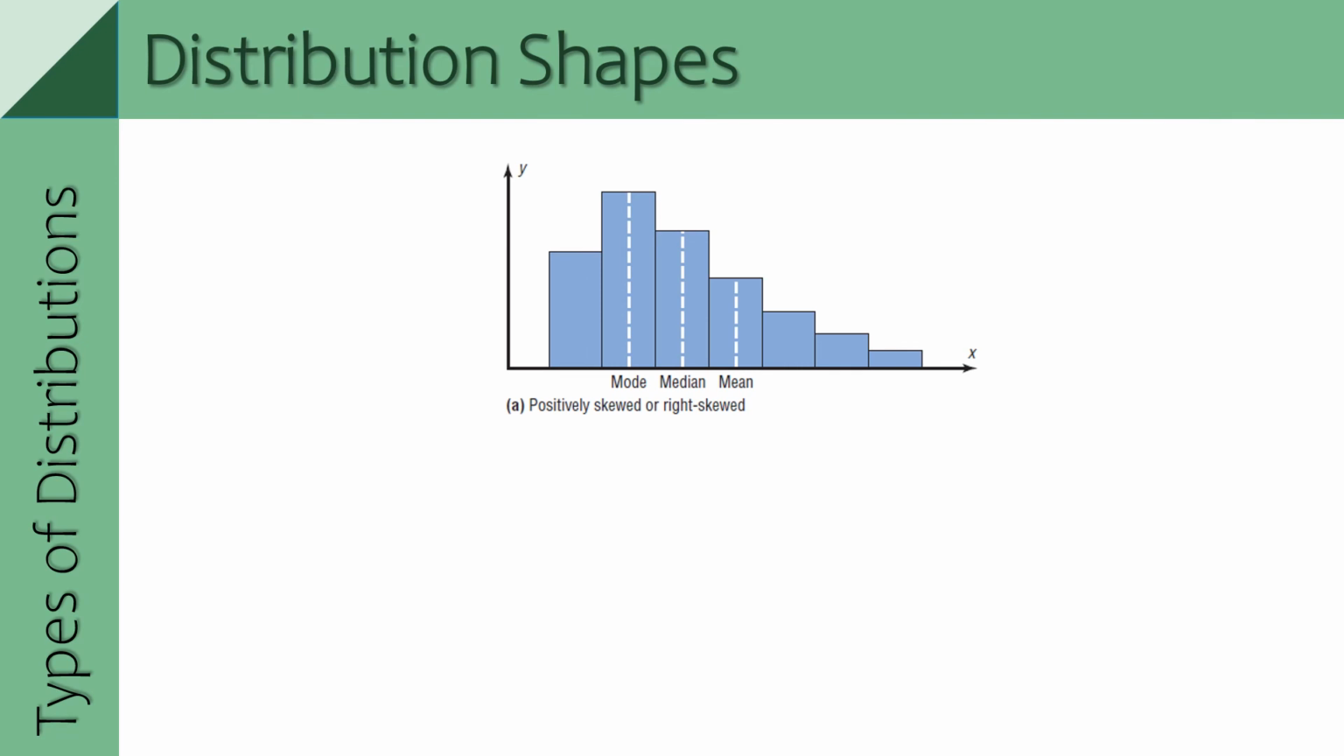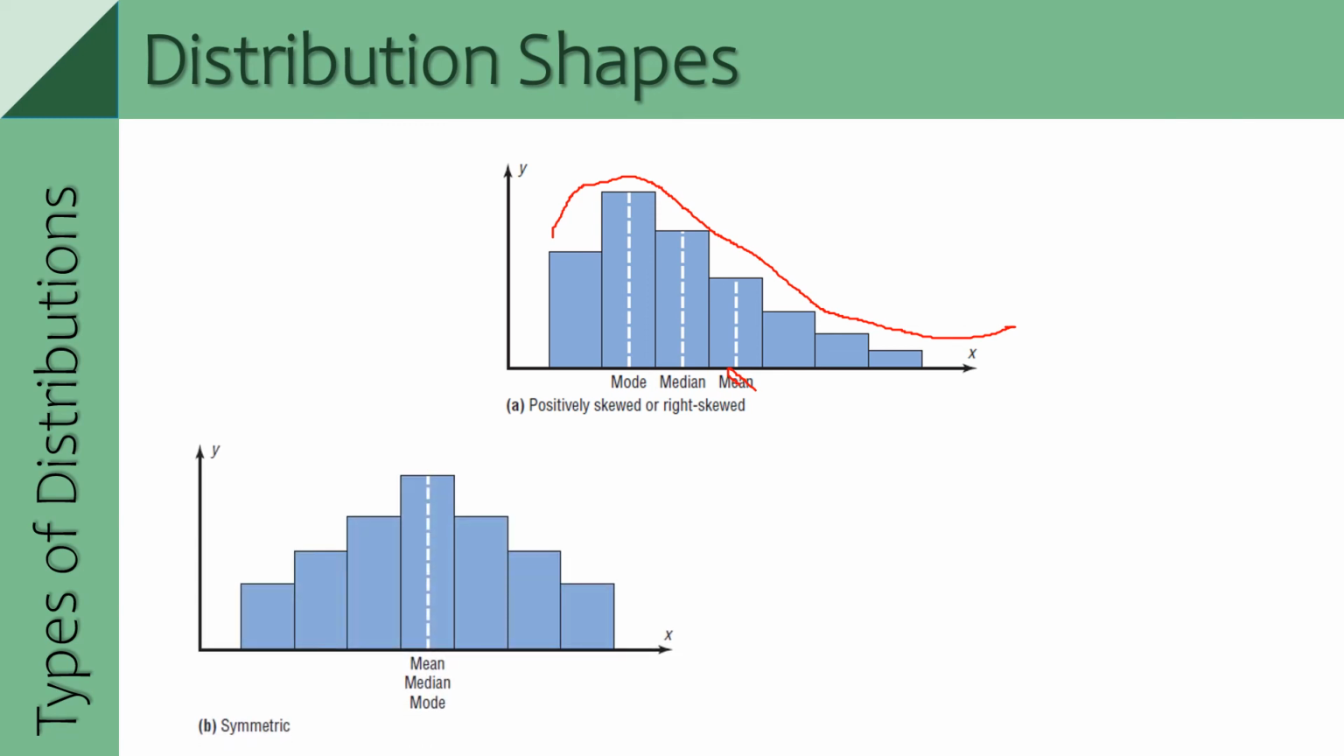Also, the mean is to the right of the median, and the mode is to the left of the median. So, let's observe: it is right skewed when the mean is to the right of the median and the median is to the right of the mode. If we observe, the mode has the highest frequency, and then the tail is on the right side.